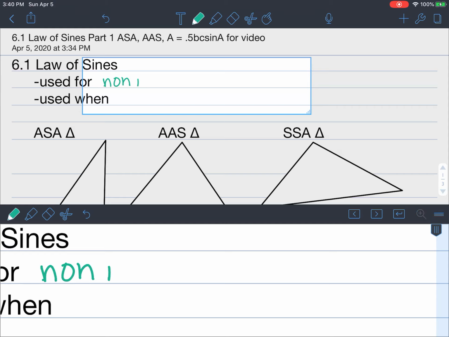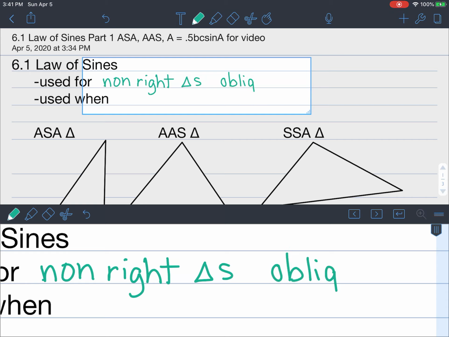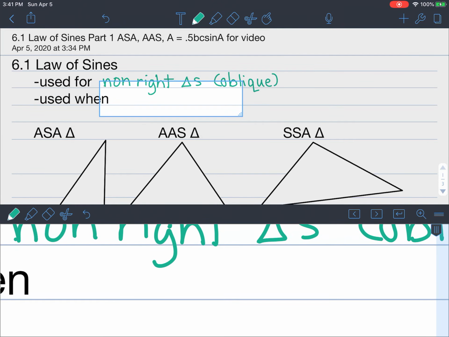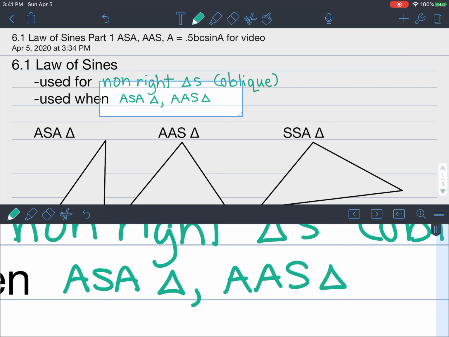Non-right triangles, also known as oblique. All oblique means is not a right triangle. Okay. But it's only used in certain circumstances. So the law of sines is used if you have an ASA triangle, an AAS triangle, or an SSA triangle.